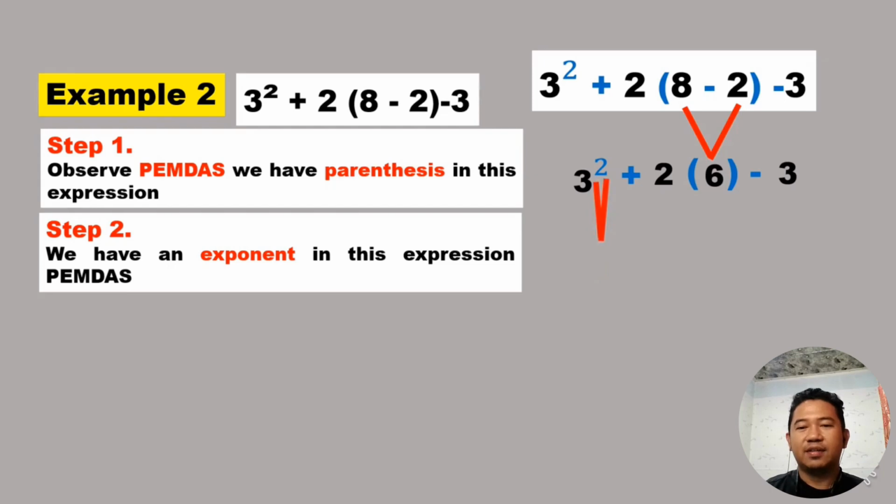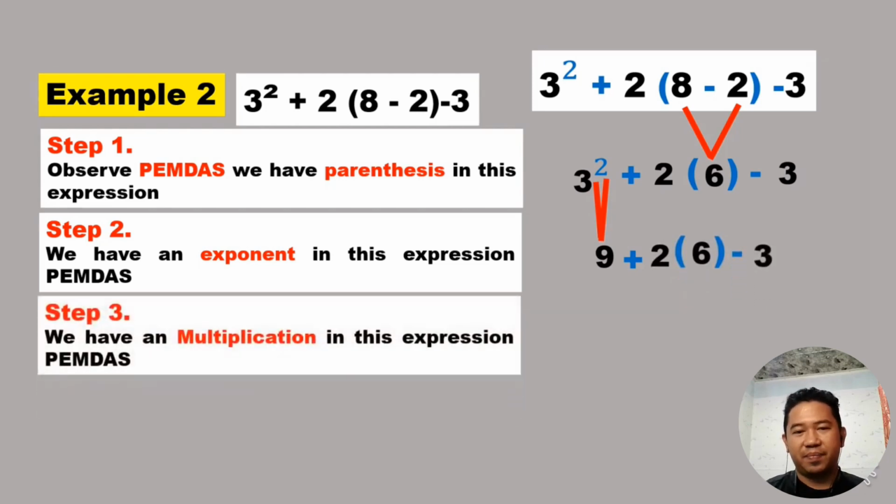Very good. So 3 to the power of 2, that's going to be 9. Plus 2, open and close parenthesis, 6, and then minus 3. Now for step 3, we have a multiplication in this expression. So where is the multiplication? Very good. So that's going to be 2 times 6 is equal to 12.